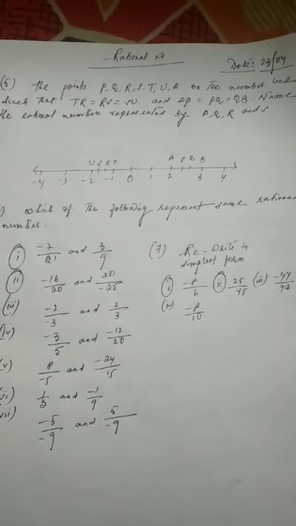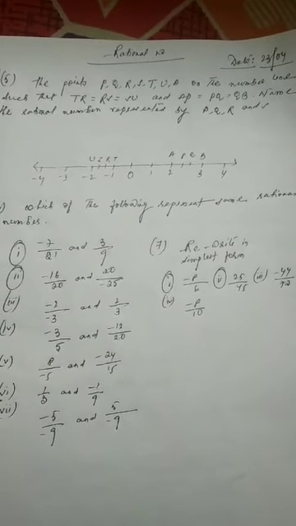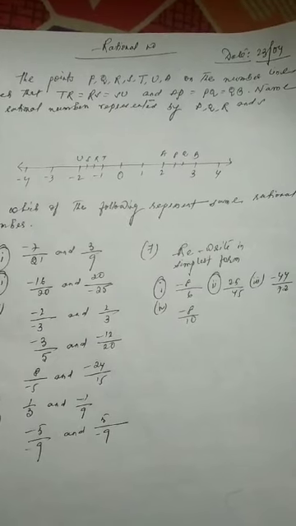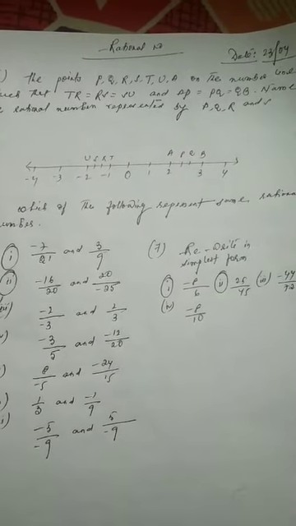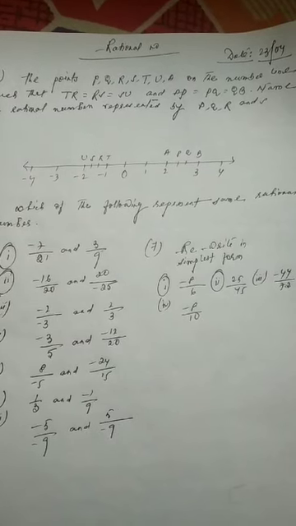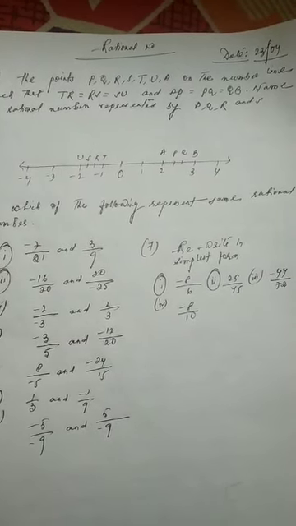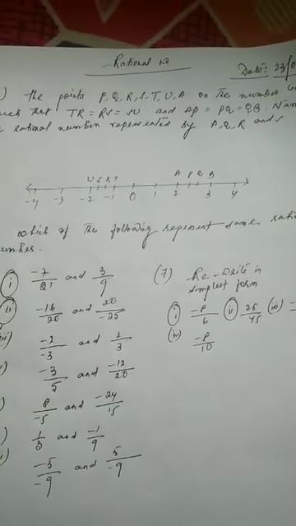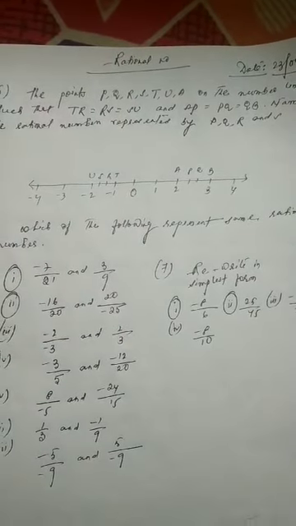So children, question number 5 from the chapter Rational Numbers is about the points P, Q, R, S, T, U, A and B on the number line such that TR is equal to RS is equal to SU, and AP is equal to PQ is equal to QB. Name the rational numbers and represent them by P, Q, R, S.